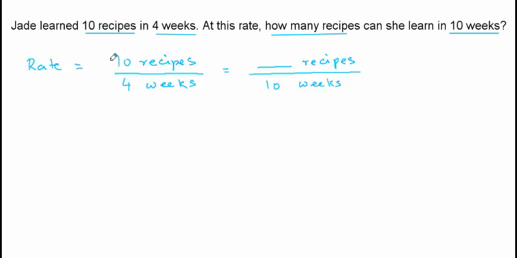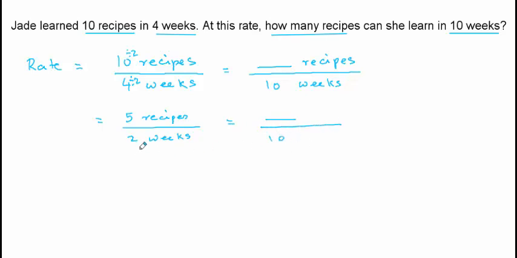Now you could think of this fraction 10 over 4 as the same as 5 over 2. You could just divide 4 with 2 and 10 with 2. You get 5 on the top. So the rate is equal to 5 recipes per every 2 weeks. That's how she could learn 10 recipes in 4 weeks. And that is equal to a certain number of recipes over 10 weeks.